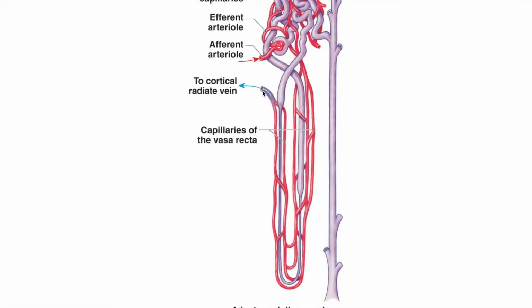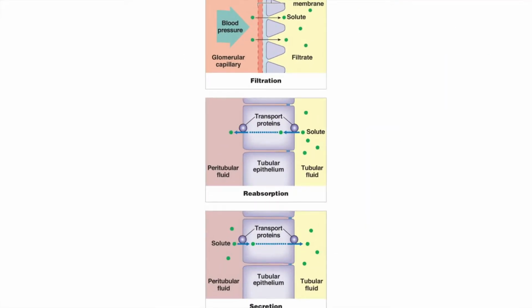This shows a juxtamedullary nephron, which has a much bigger loop of Henle, much longer, and it has what's called the vasa recta around its loop of Henle, and it helps to establish the osmotic gradient in the renal medulla. So the goal of urine production is to maintain homeostasis by regulating the volume and composition of blood.